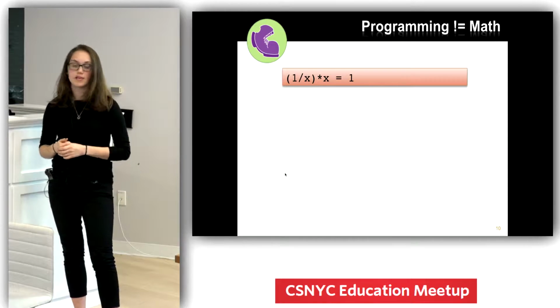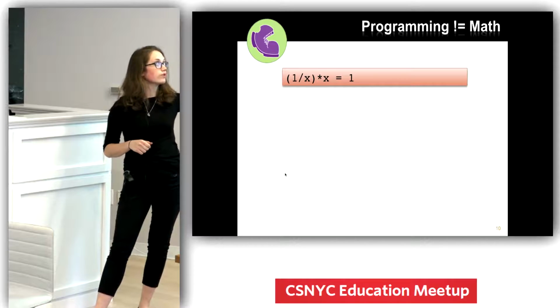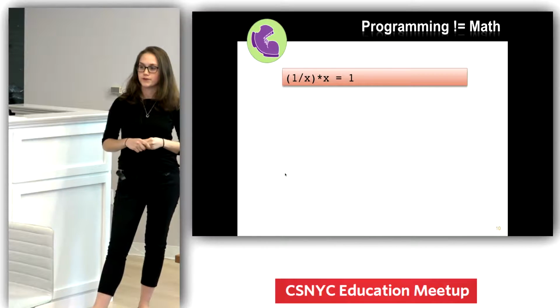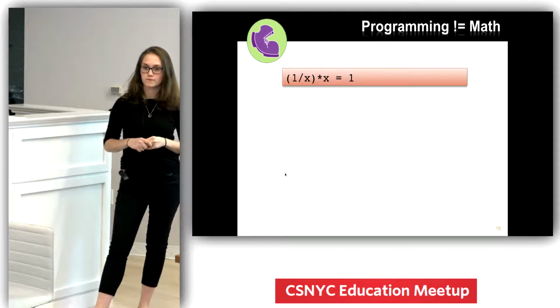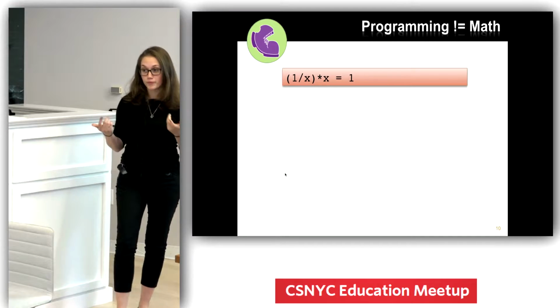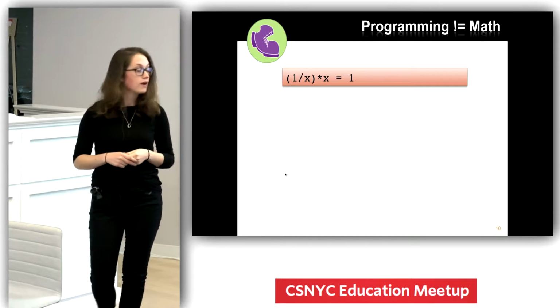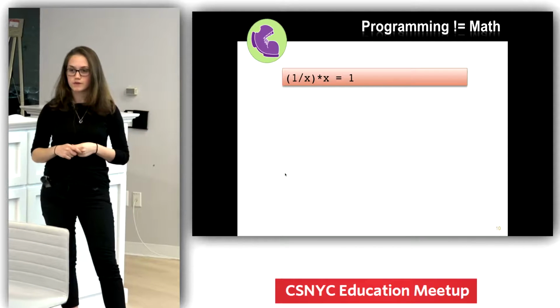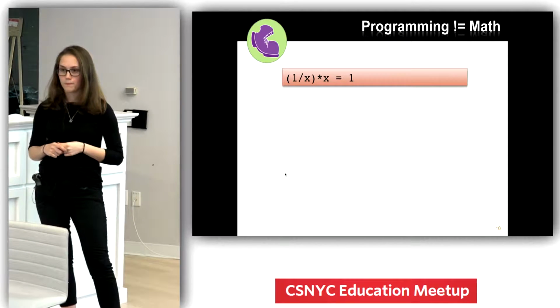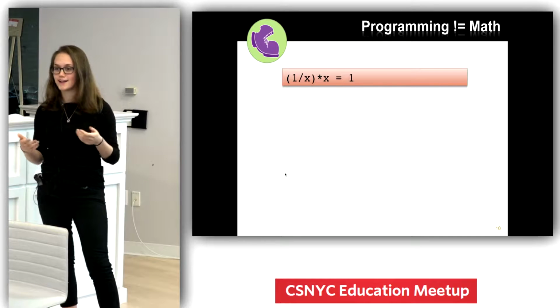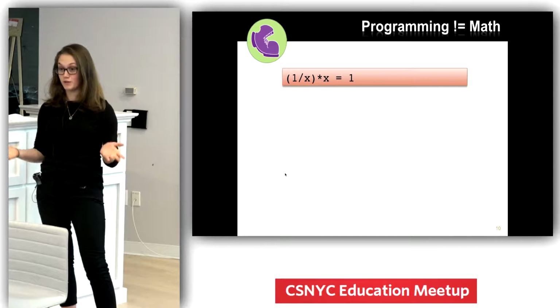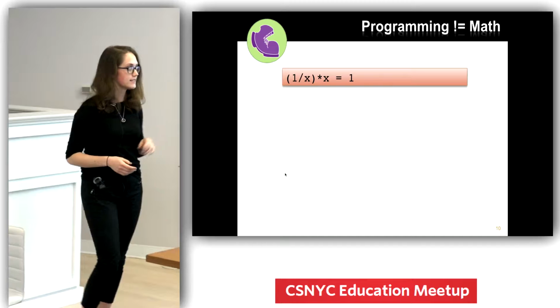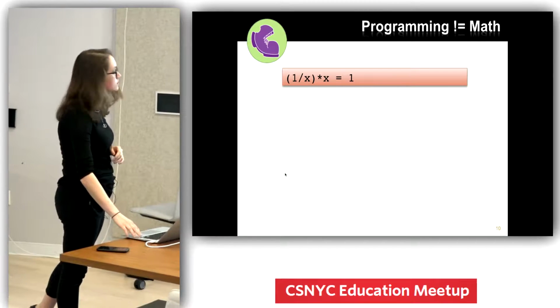Can you repeat that? If I in Java write 1 over 3 times 3, what will it return? 0. Oh yeah, 0. And if I in JavaScript write 1 over 3 times 3, anyone know what that will return? 0.9999999. Neither one of them equals 1. That's our first example. Definitely not the most egregious.